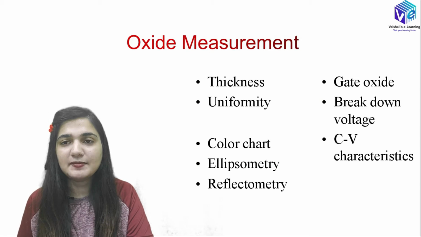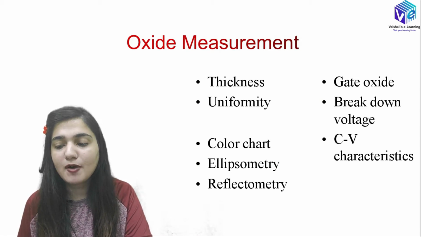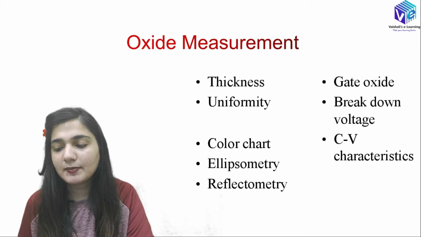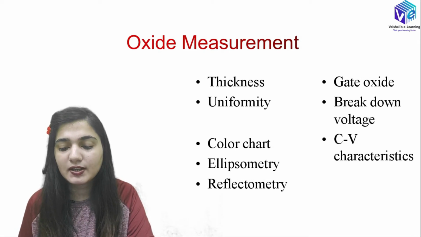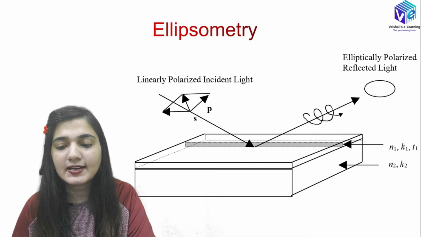Now coming to the oxide measurement, what all things do we want to measure? We want to measure the thickness, uniformity, gate oxide level, and the breakdown voltage. We can measure it using the color chart, ellipsometry, reflectometry, and CV characteristics. So first of all we will be discussing the ellipsometry.